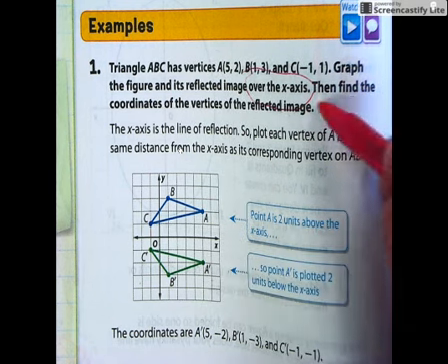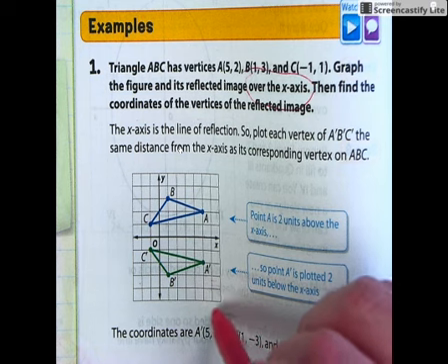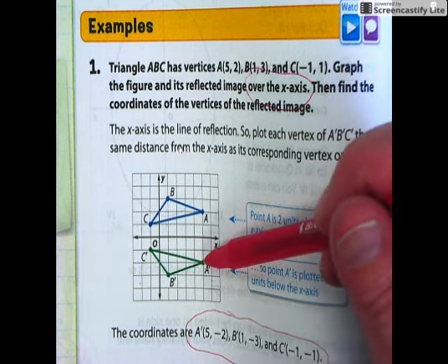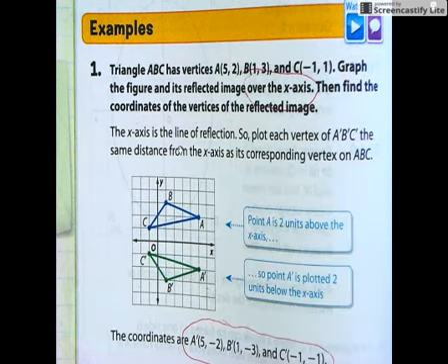And then the very last thing it asks you to do is write the coordinates of the vertices of your reflected image, and they're right here. And notice they're labeled A prime is this coordinate, B prime is this one, and C prime is this one.